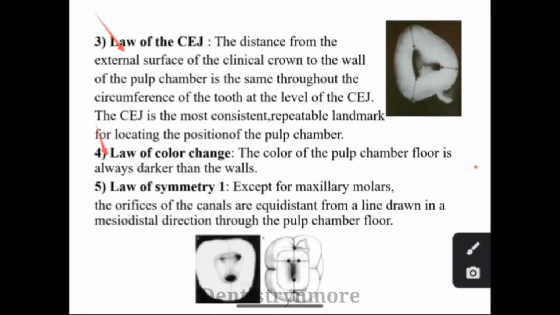And the law of symmetry 1, that is, except for maxillary molars, the orifices of the canals are equidistant from a line drawn in the mesiodistal direction through the pulp chamber floor. So in the last figure you can see the law of symmetry.